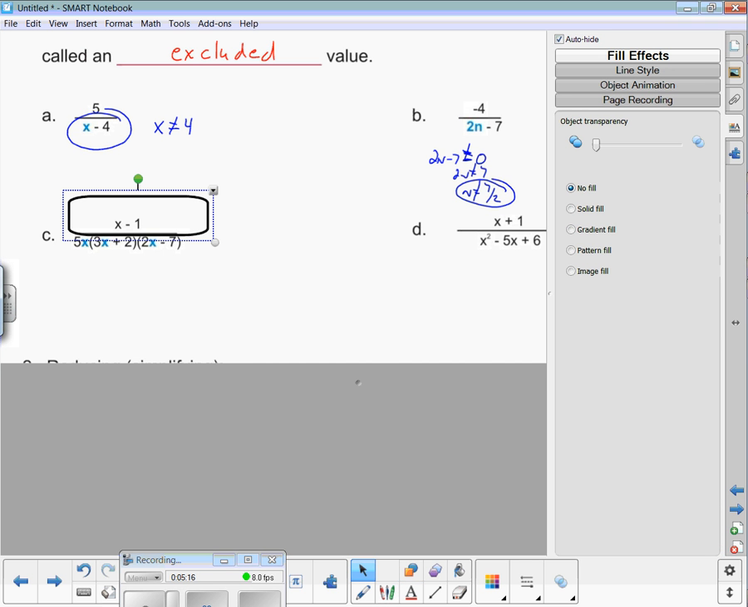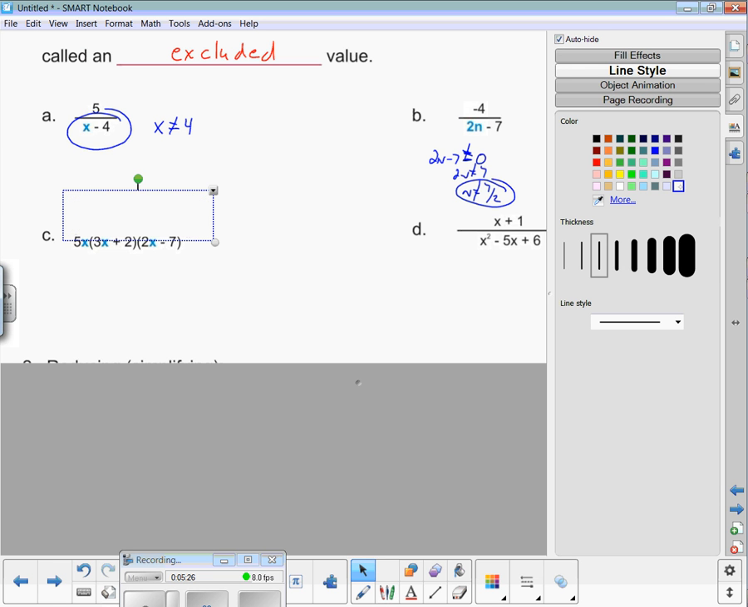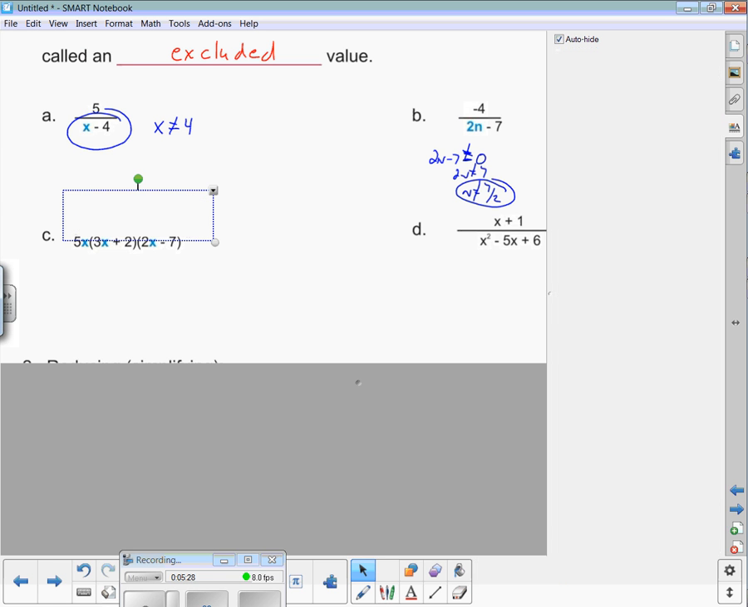Come on, give me my fill. All right, beautiful. No glitches, line effects. There we go. All right, took all that time to get that done.